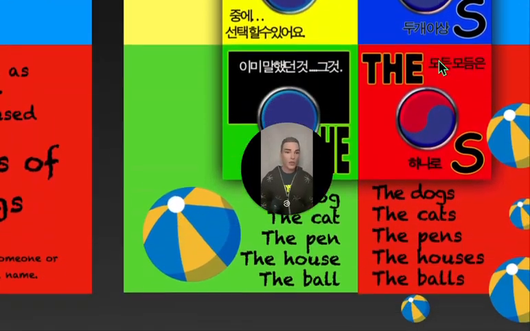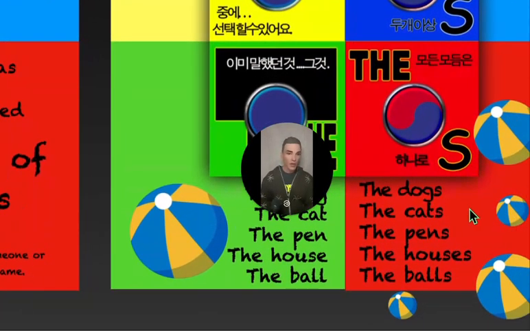So let's go to the last one, the S. So the dogs, the cats, the pens, the houses, the balls. Okay, the dogs we talked about. The dogs in the story. The cats that live next door. The cats in front of us. The cats on the sign in front of us.